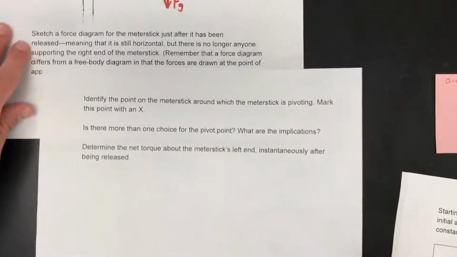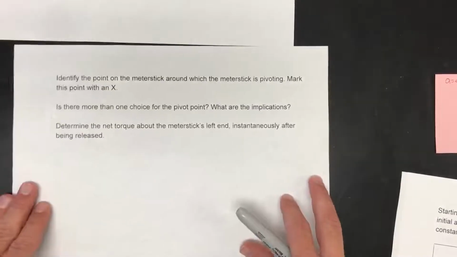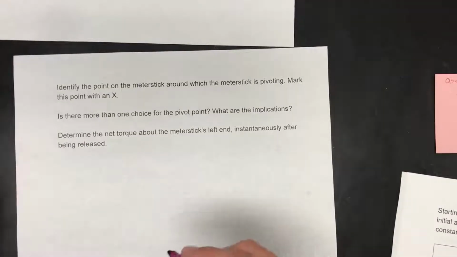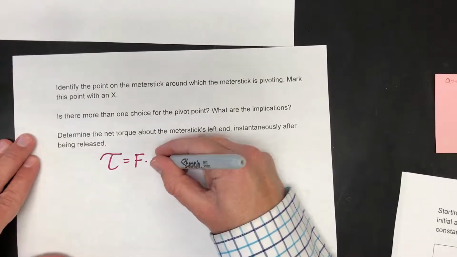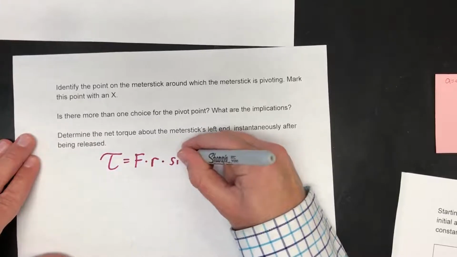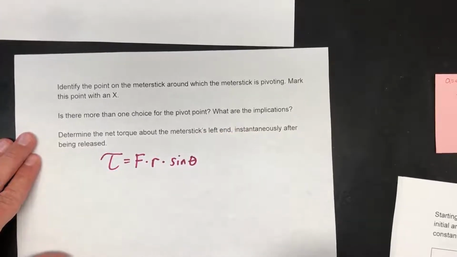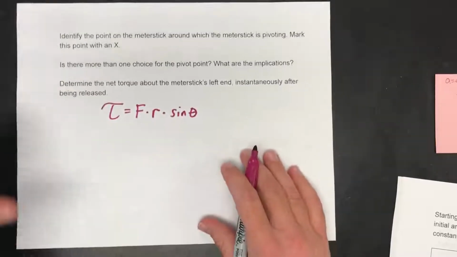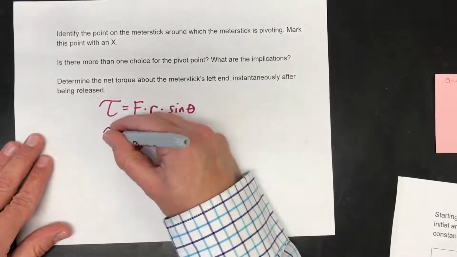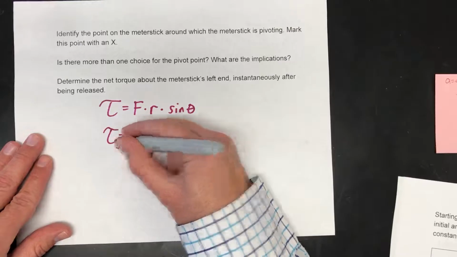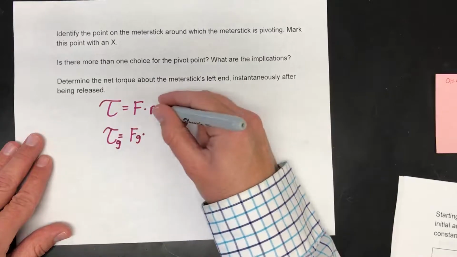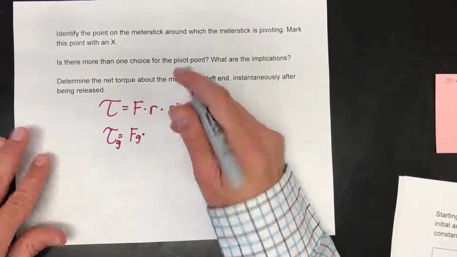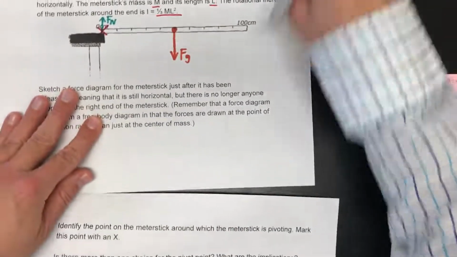Now they say determine the net torque about the meter stick's left end. So let's think about what torque is. Torque is the force acting on it times the lever arm times the sine of the angle between those two. So we know what the force is. The only one left is the force of gravity. If you want, you could call this the torque caused by gravity. So this would be the force of gravity. The lever arm: where is that force of gravity acting? Remember, it is acting right at the middle there, the center of mass.